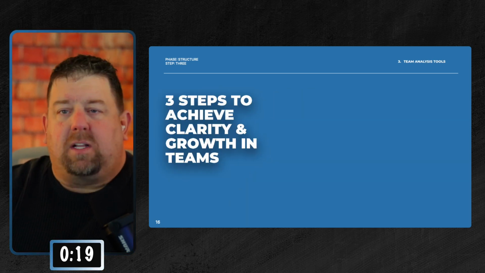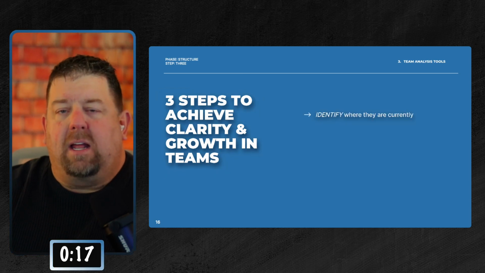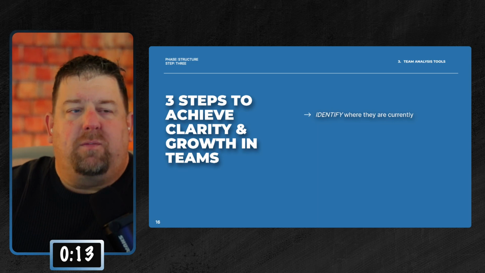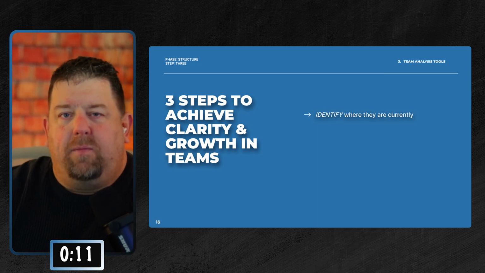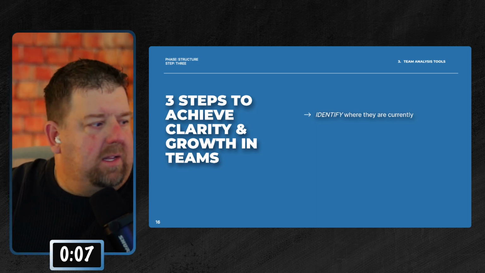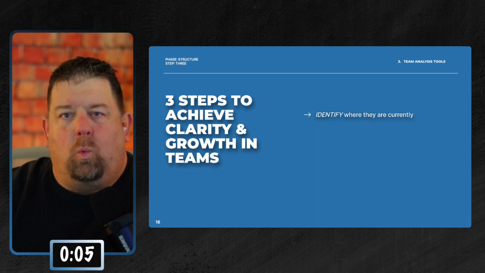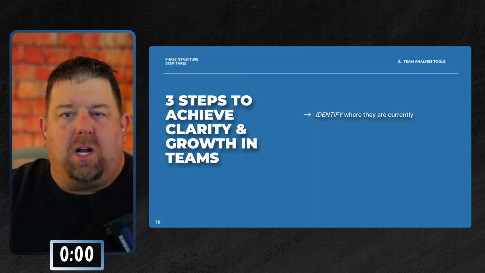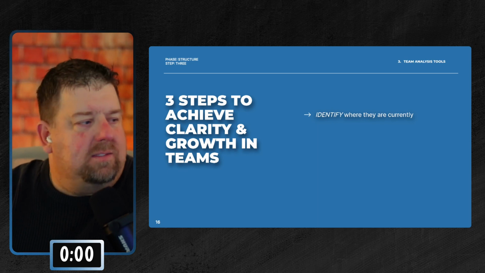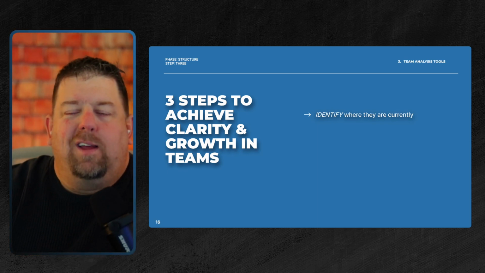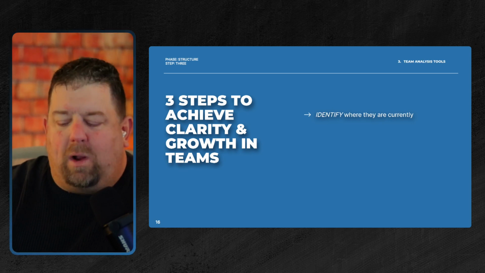3 steps to achieve clarity and growth in teams. Again, the accountability chart or the assessment tool does this. First, you identify where they are currently. Even if you know, they may not know. They may not be accepting yet of where they really are. They may think they're doing a great job, but that changes when you spell out what that is. I think I just ran out of my timer, but I'm going to keep going. I'm almost done here. You've got to identify where they are now.